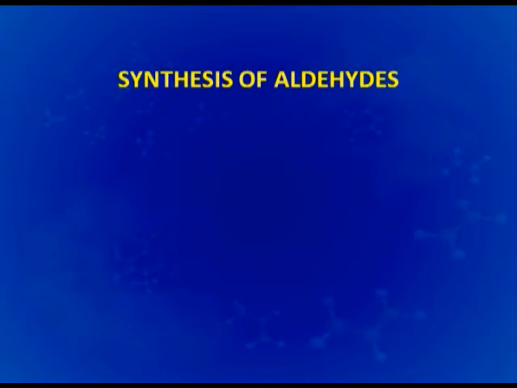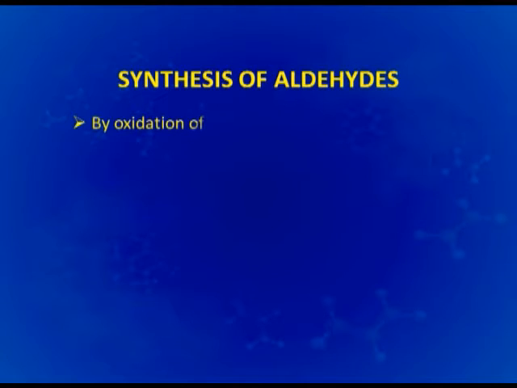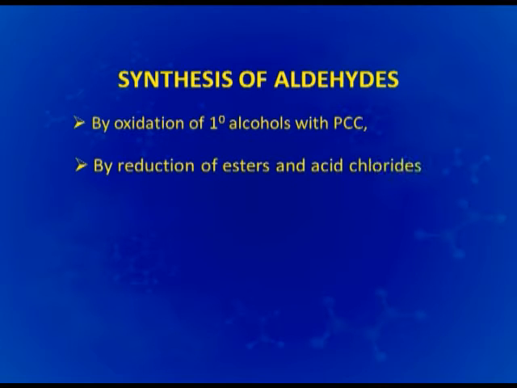So, now first we start with the synthesis of aldehydes. These are the general methods to synthesize aldehydes. First method is by oxidation of primary alcohols by using PCC. PCC is nothing but pyridinium chlorochromate, and the second method is by reduction of esters and acid chlorides.